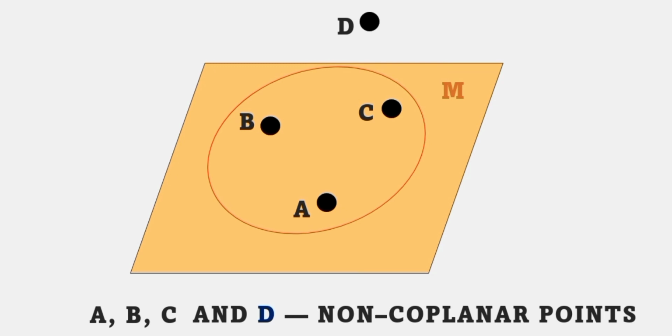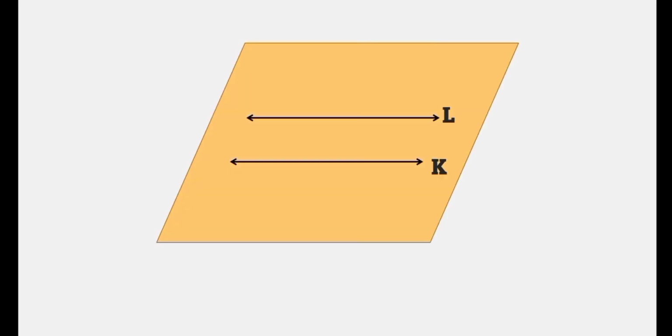So if we call this plane M, we could say that ABC are located on plane M but D is not on plane M. So ABCD are non-coplanar points. So let's say for example, we have 2 parallel lines. Let's call this line L and line K. And these 2 lines are on a plane. And so these 2 lines are known as coplanar lines because they lie on the same plane.